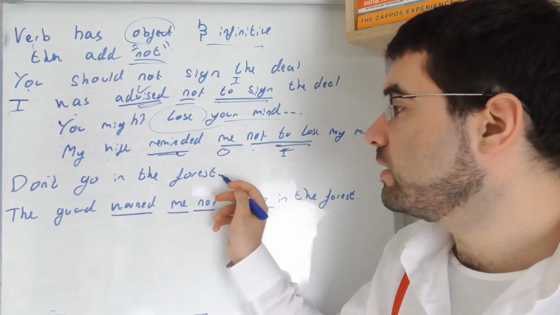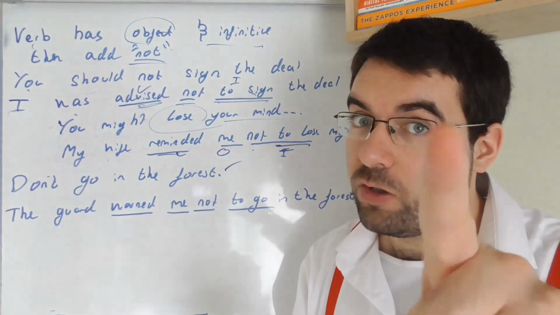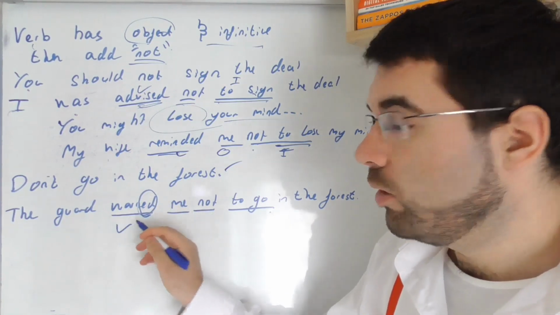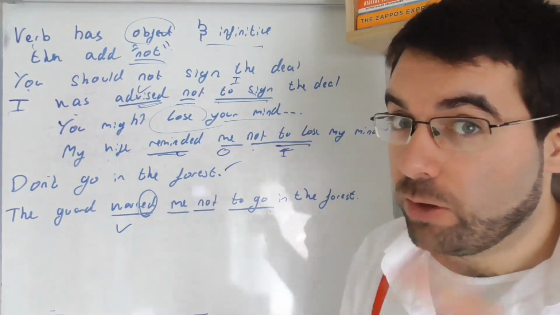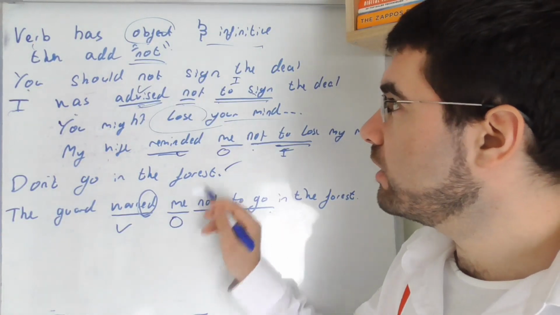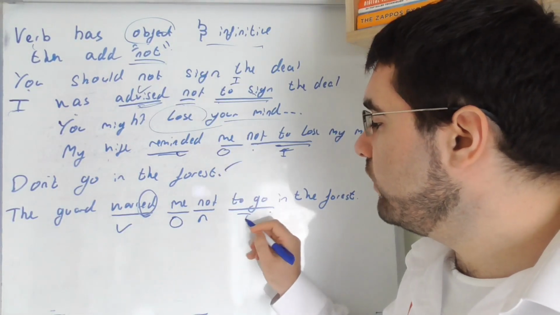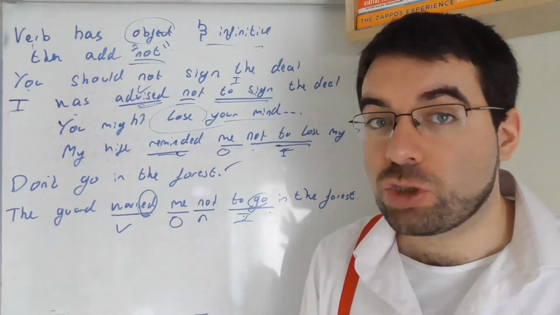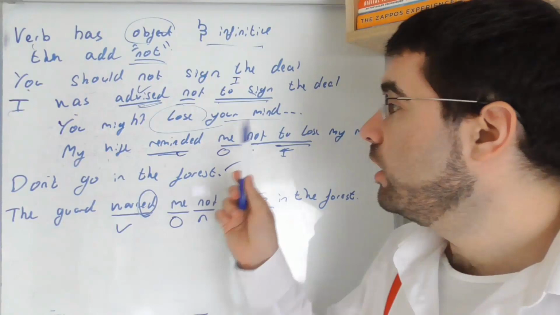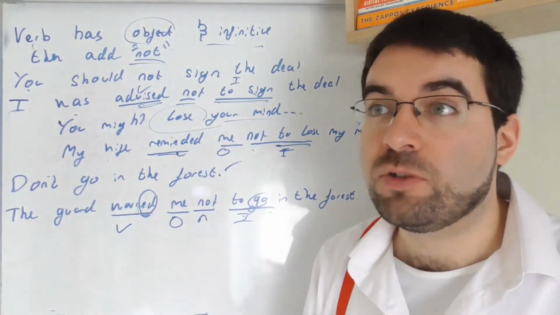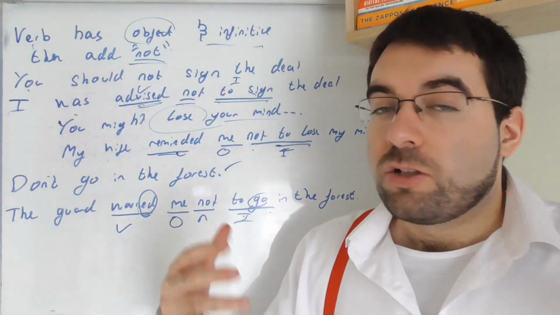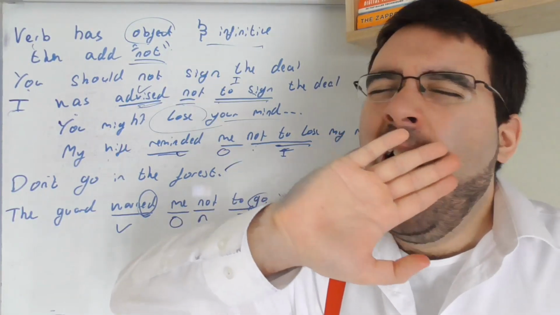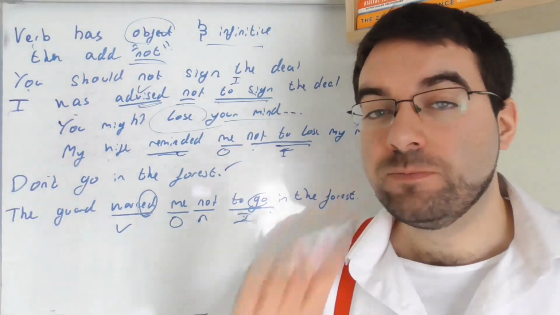Don't go in the forest. Don't you go in the forest. The guard warned, being the verb, me, object, we've got not and the infinitive, to go. Infinitive being verb plus to go, to play, to jump, to lose, to sign, to climb, to moan, to groan, to write, to yawn.